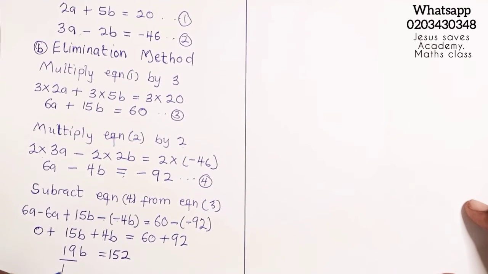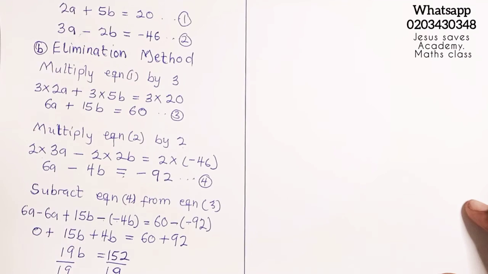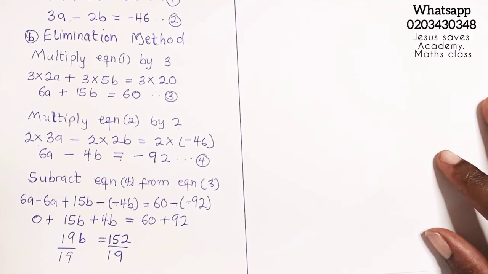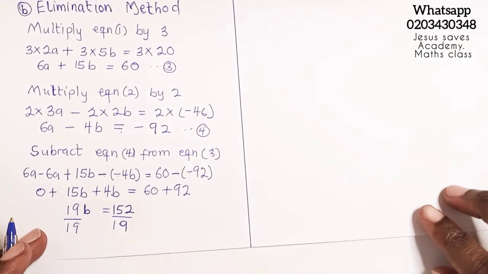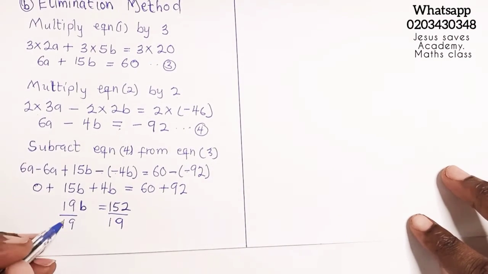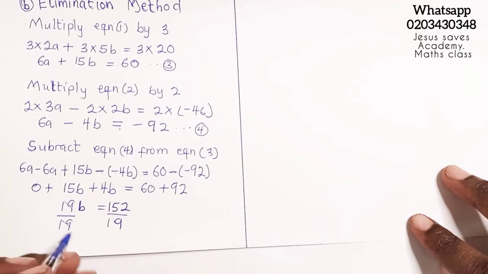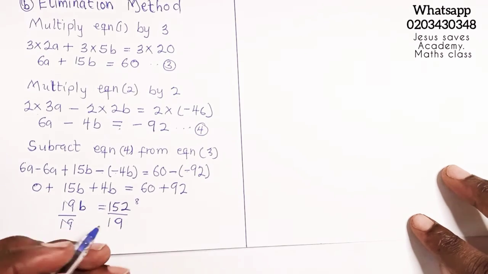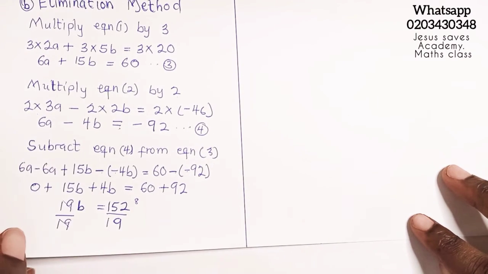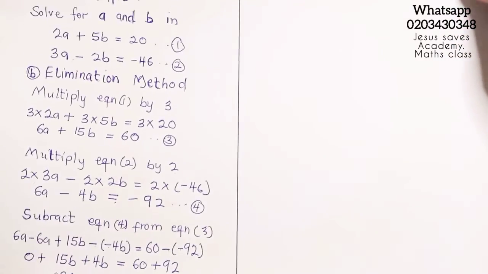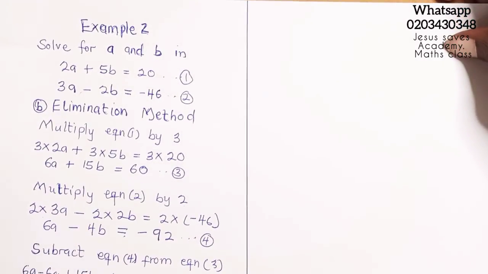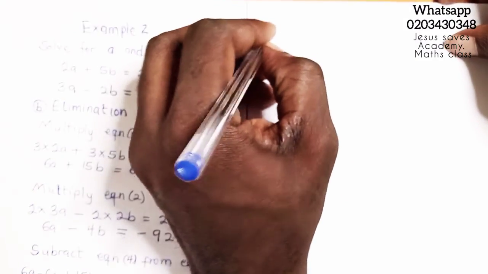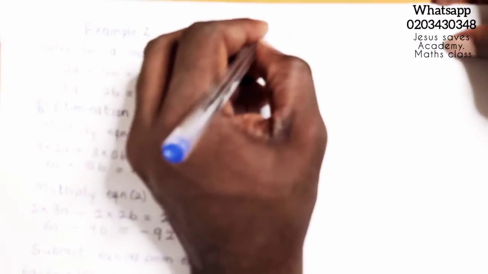So we divide both sides by 19. 19 will go into itself 1, and 152 will go 8 times. So therefore our b will be equal to 8.